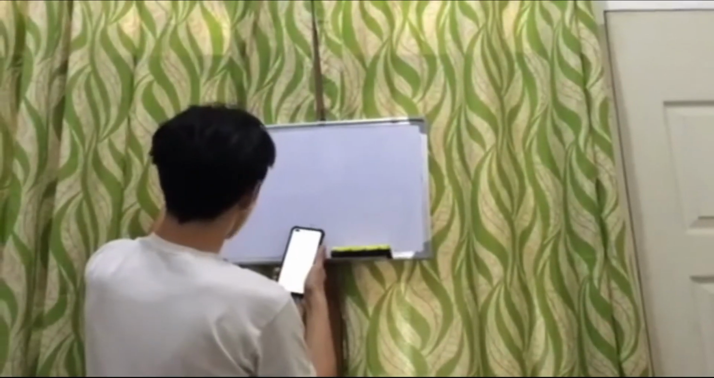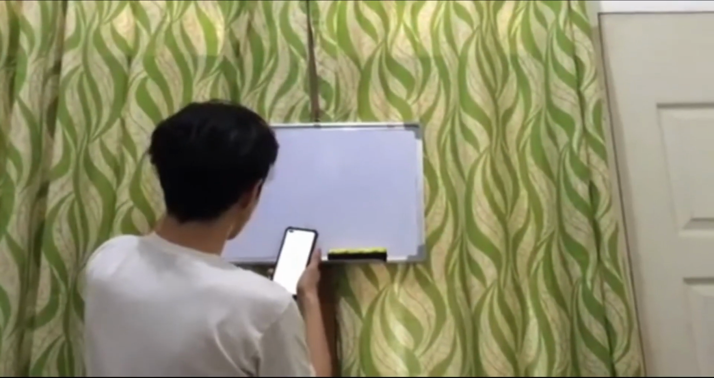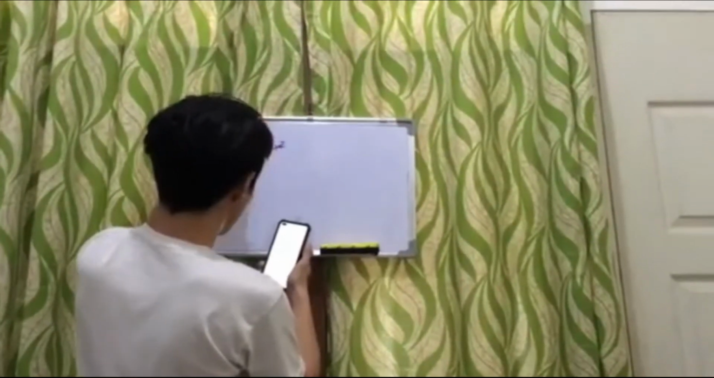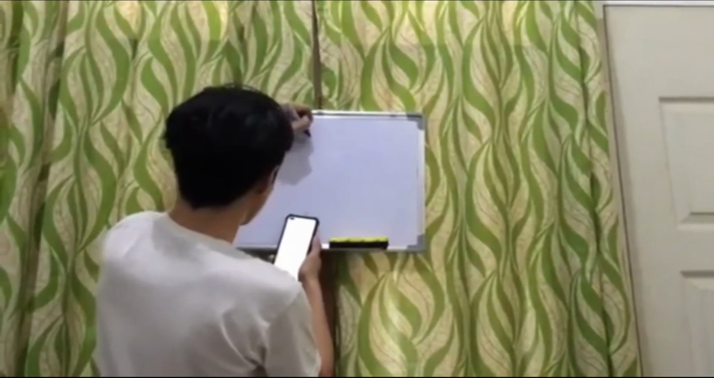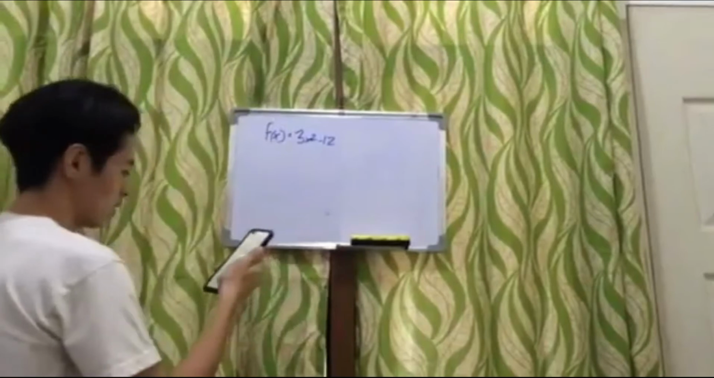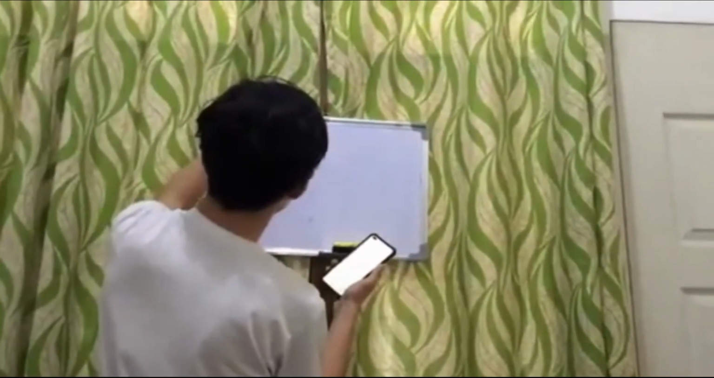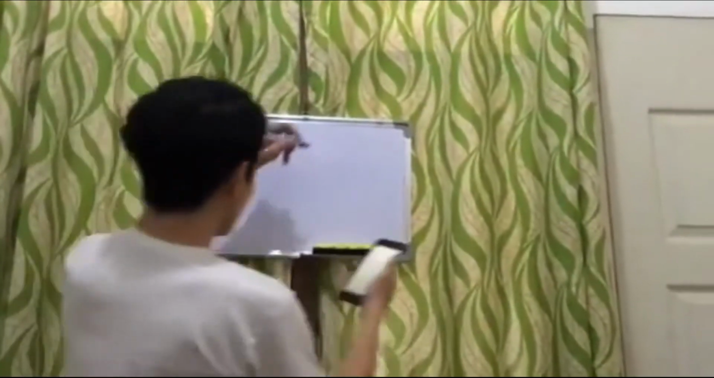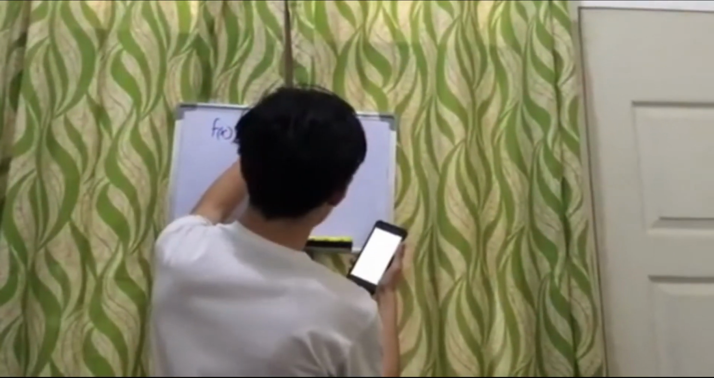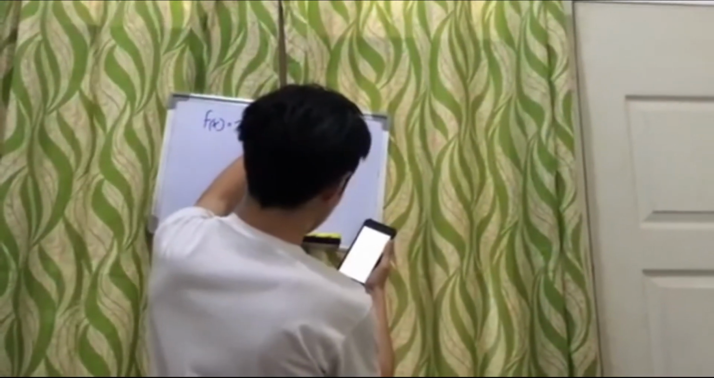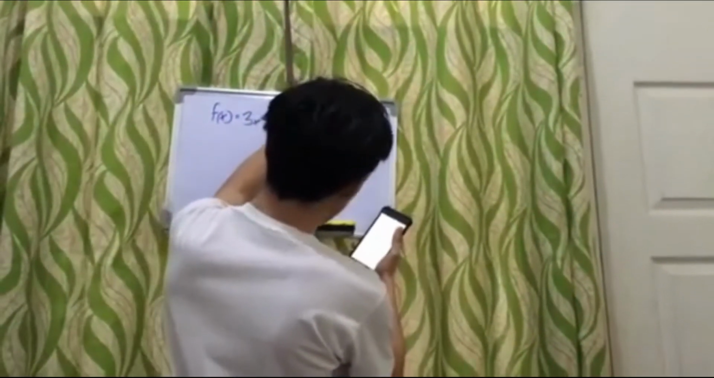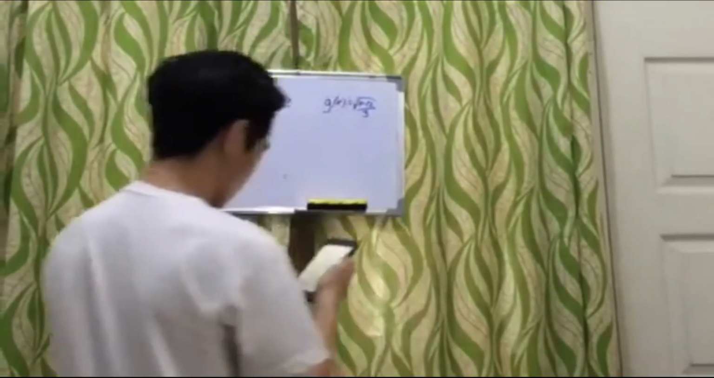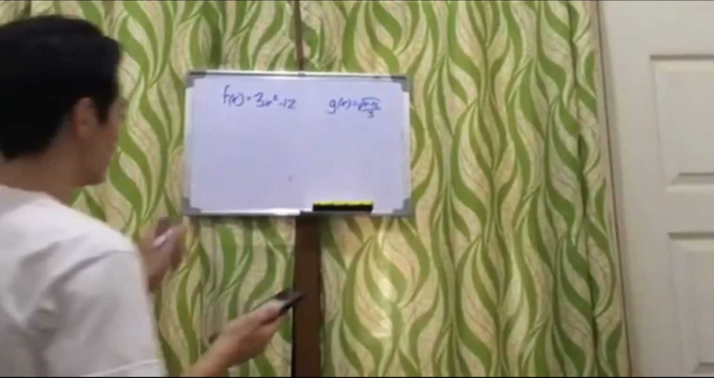f(x) equals 3x squared minus 12 and g(x) equals the square root of x minus 12 over 3. Let's solve the f(x) first.